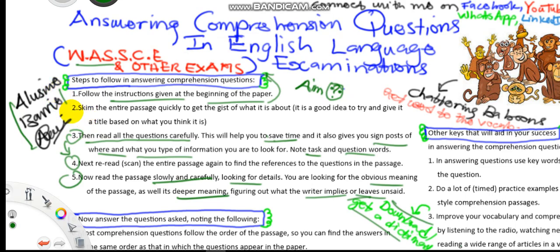Welcome to this second part of our introduction to answering comprehension questions in the English language exams. Like I started off earlier, in general, my advice is for you to follow 6 steps in succession. First of all, in fact, I should say this really is zero: follow the instructions you are given. Second, skim the entire passage quickly to get a gist of what it is about.